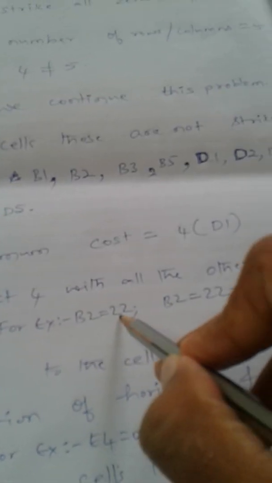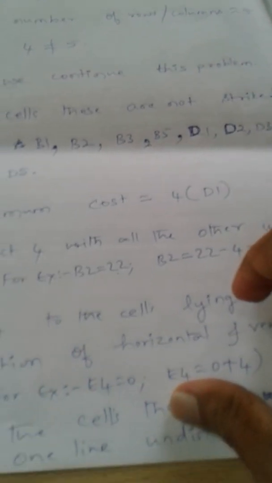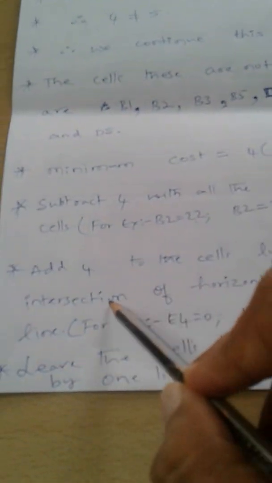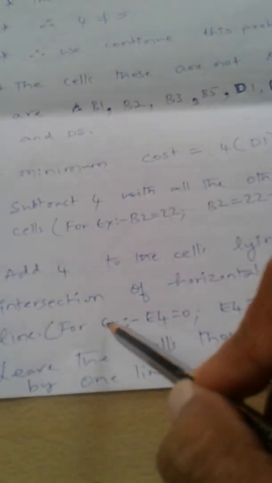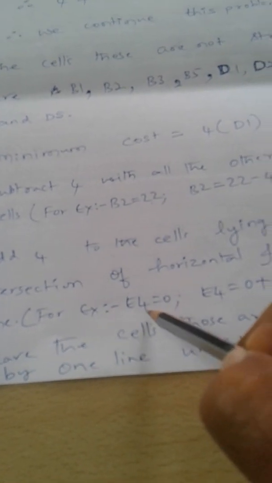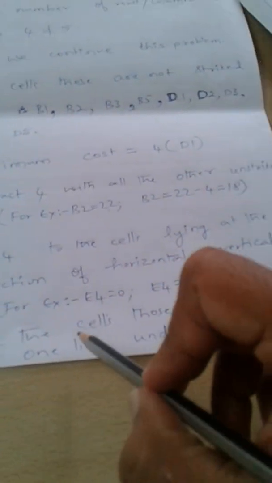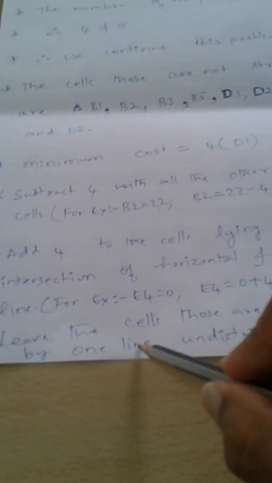For example, B2 is 22. B2 is equal to, now it will be 22 minus 4, which is equal to 18. And add 4 to the cells lying at the intersection of the horizontal and vertical lines. For example, E4 is 0 right now. Now E4 will be 0 plus 4. Now leave the cells that are striked by one line, just undisturbed. So do not disturb the values which are striked.